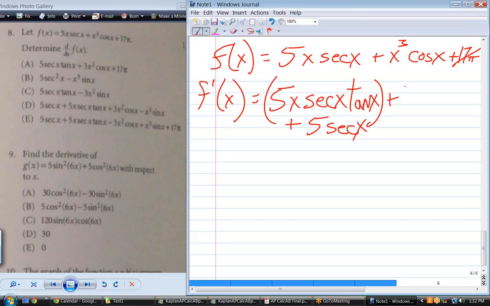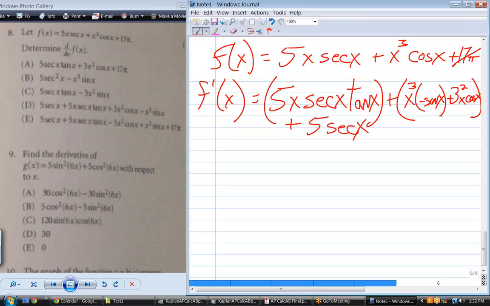And then let's do this one over here. It's also the product rule. And let's use the same pattern. It's the derivative of cosine. Oh, sorry, negative sign? Okay. Right? All right. And then what's the reverse of that? Plus 3x squared cosine x.